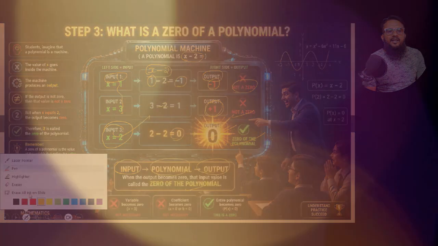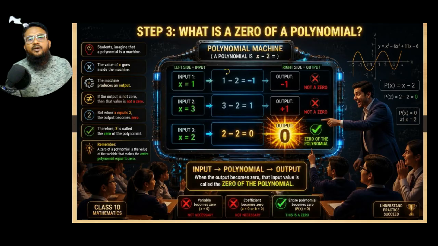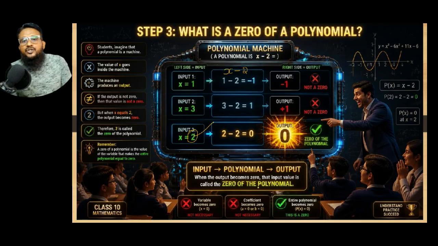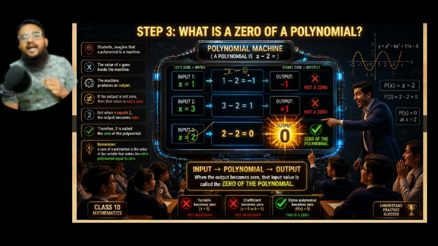Students, very important. First you need to understand what is a polynomial. x minus 2 is a polynomial. What we inserted as input, this 2, is the input. So the output is 0. When the output becomes 0, this input value is called the zero of the polynomial, because the entire polynomial becomes 0. See, students, be very careful. Variable becomes 0? No. Coefficient becomes 0? No.